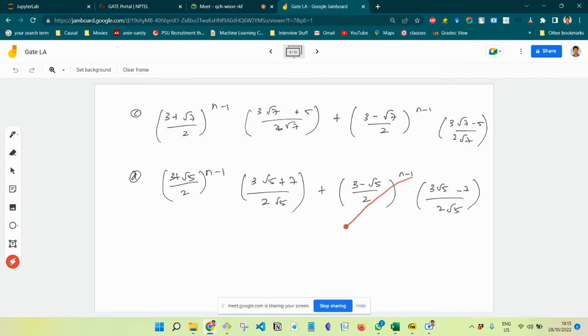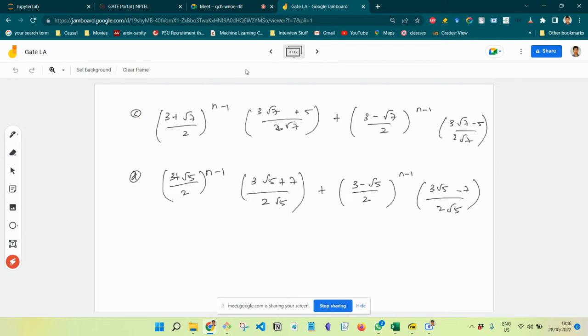So this term and this term will get cancelled. Now when you substitute 3 root 5 plus 7 plus 3 root 5 minus 7, this 7 and this 7 will get cancelled. You have 6 root 5 by 2 root 5, which also evaluates to 3, right? Now here you have a conflict. Now what is the correct answer? The correct answer is either C or D.